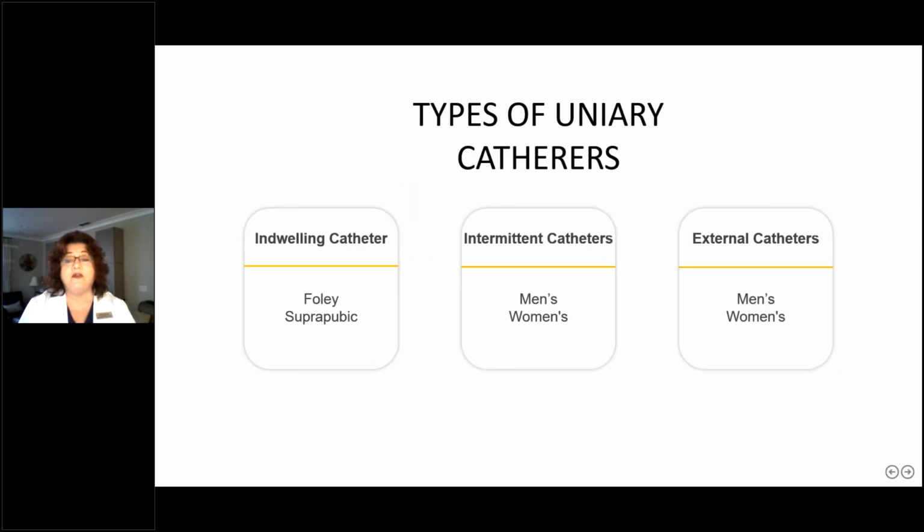Types of urinary catheters, well, there's basically 3 types: the indwelling, intermittent, and external. The Foley catheter everybody has heard of, and there's also the suprapubic catheter. Both are indwelling. Men's and women's intermittent catheters are available, as well as men's and women's external catheters.